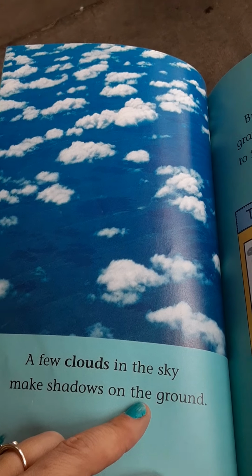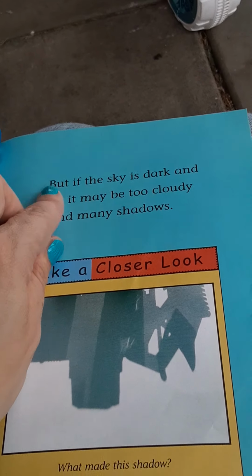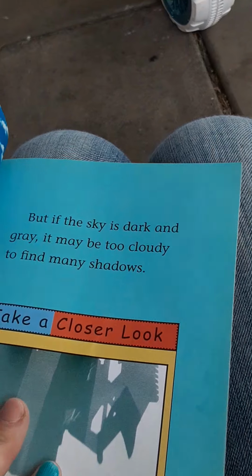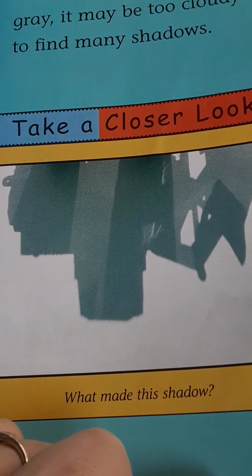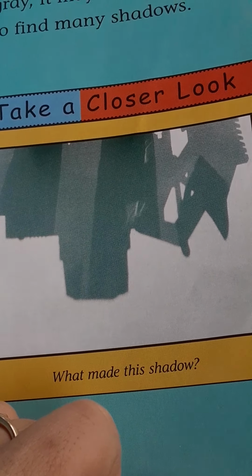Today I could tell a cloud went in front of the sun because it wasn't as bright outside anymore, and then it got a little brighter again. But if the sky is dark and gray, it may be too cloudy to find many shadows. What made this shadow? Take a closer look. Very interesting.